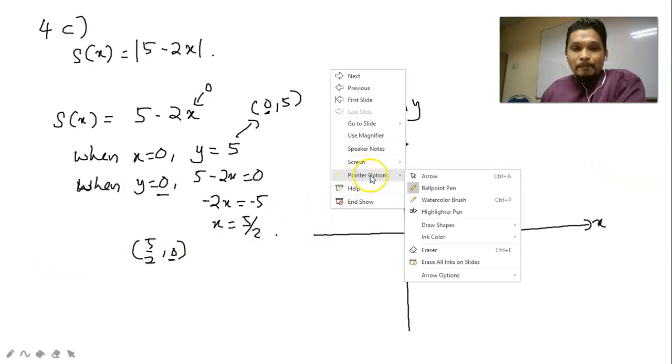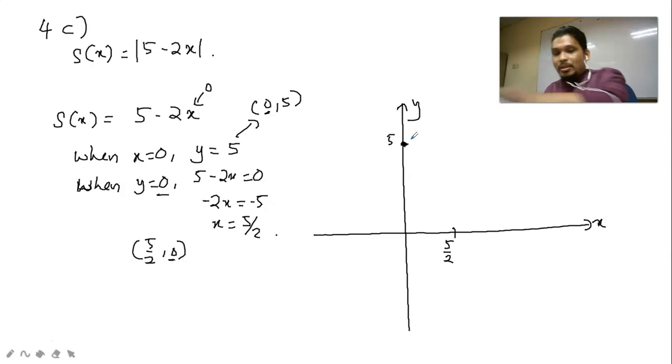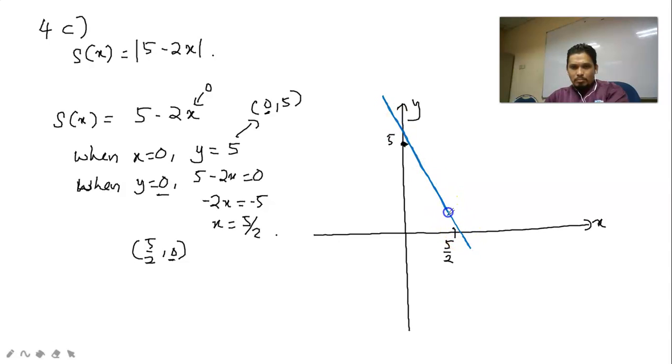Okay, so then let's sketch the graph of this. Maybe something like this. Never mind, we make some adjustment from here, that this is 5 and this is 5 over 2, somewhere around here. Now this is the graph of 5 minus 2x.